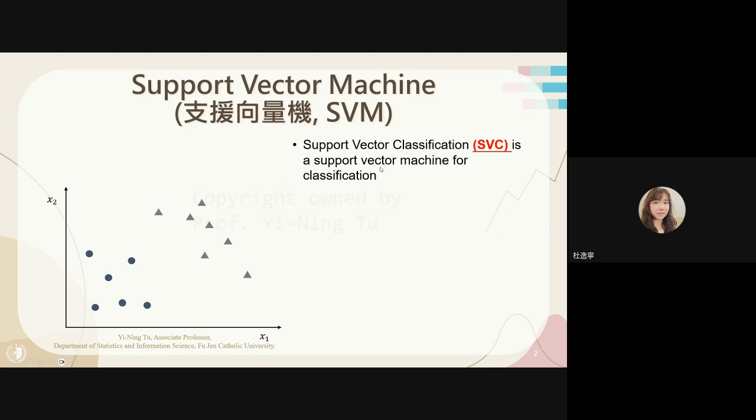Actually, SVM has two different models. One is SVC for classification, and the other one is SVR, support vector regression. So there are two packages in Python, but it basically is SVM.